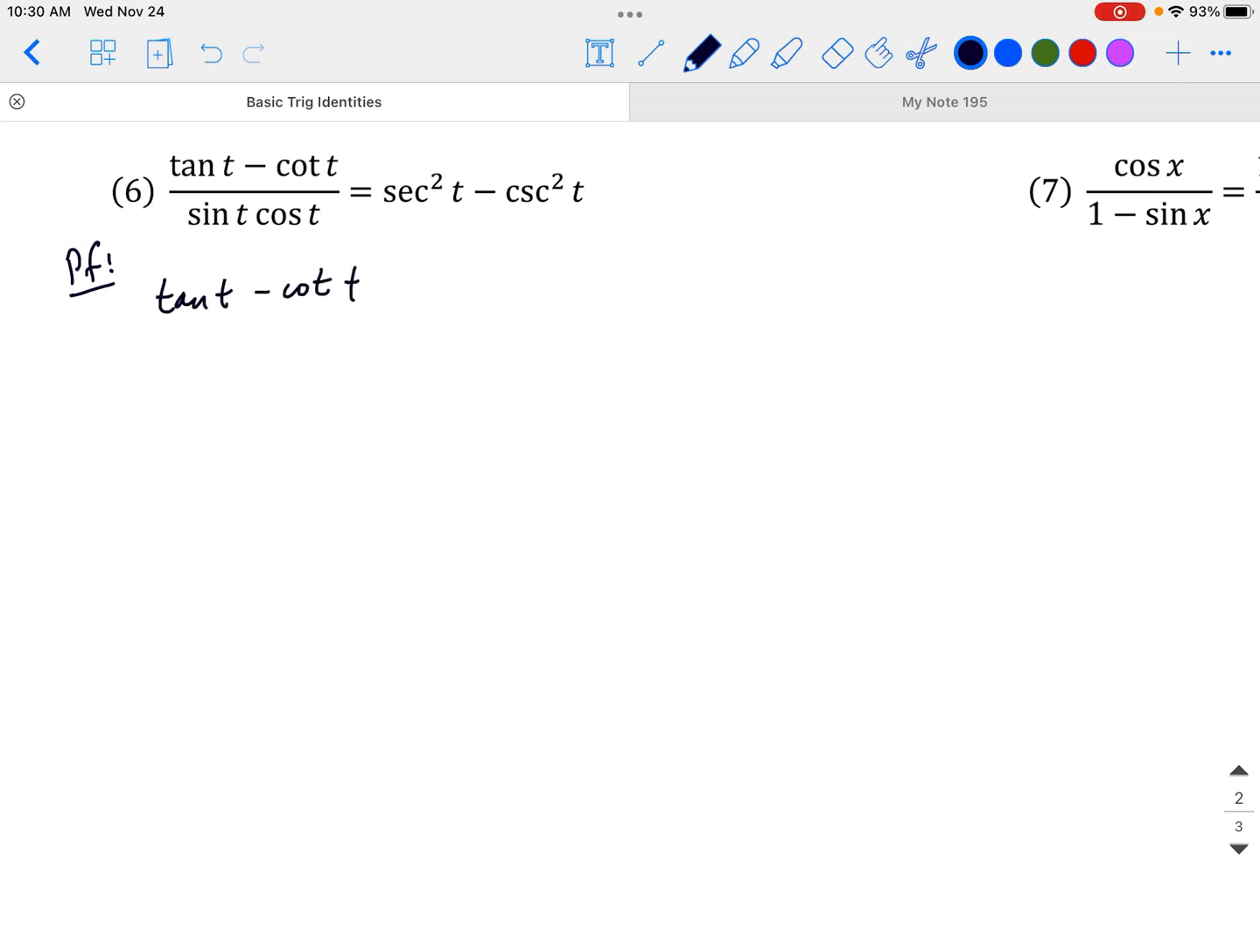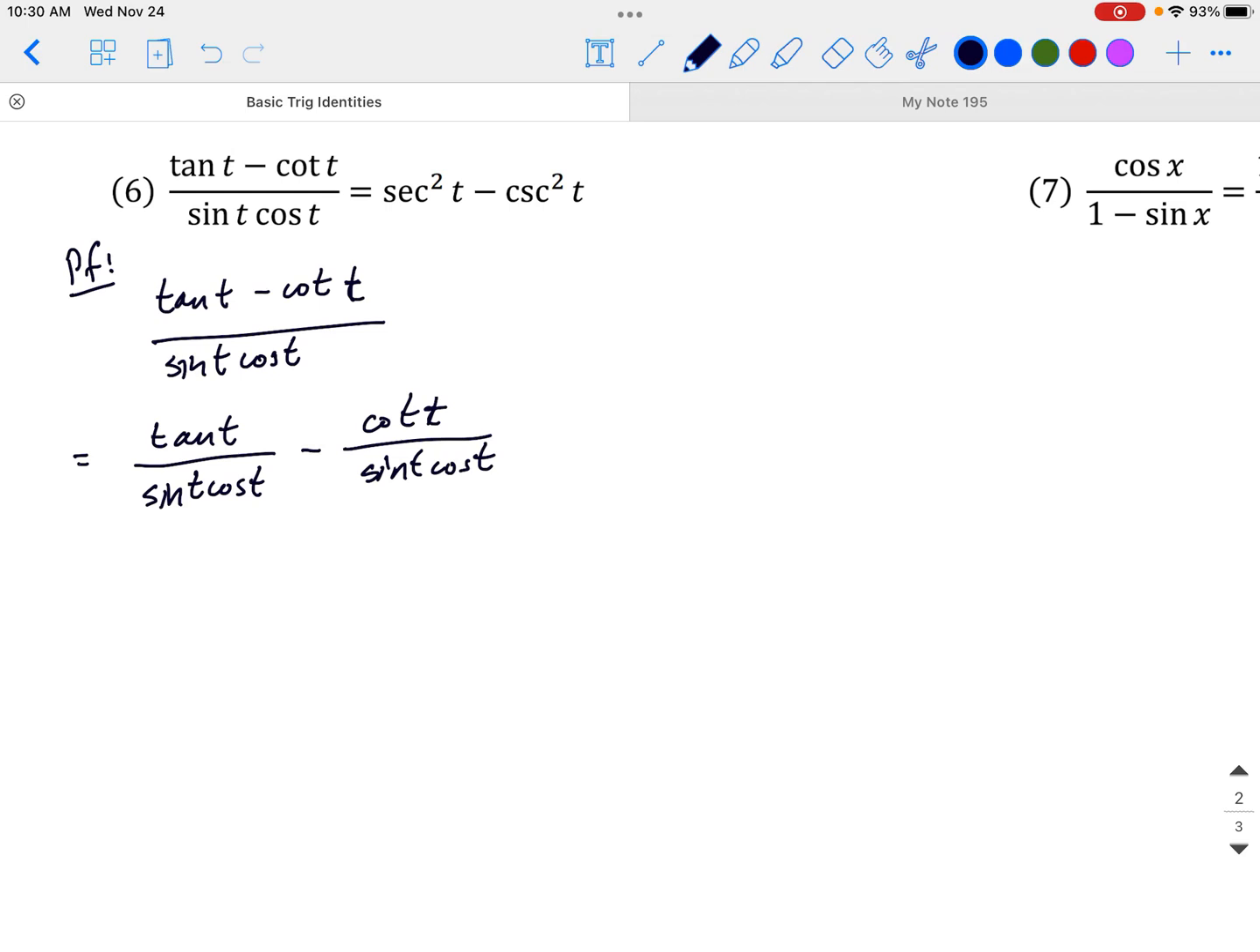So we've got tangent t minus cotangent t all over sine t cosine t. And looking at the right-hand side, I can see that there's 2 expressions that I want. So I think I'm actually going to split this into 2 expressions to start. So I'm going to write this as tan t over sine t times cosine t minus cotan t over that same product.